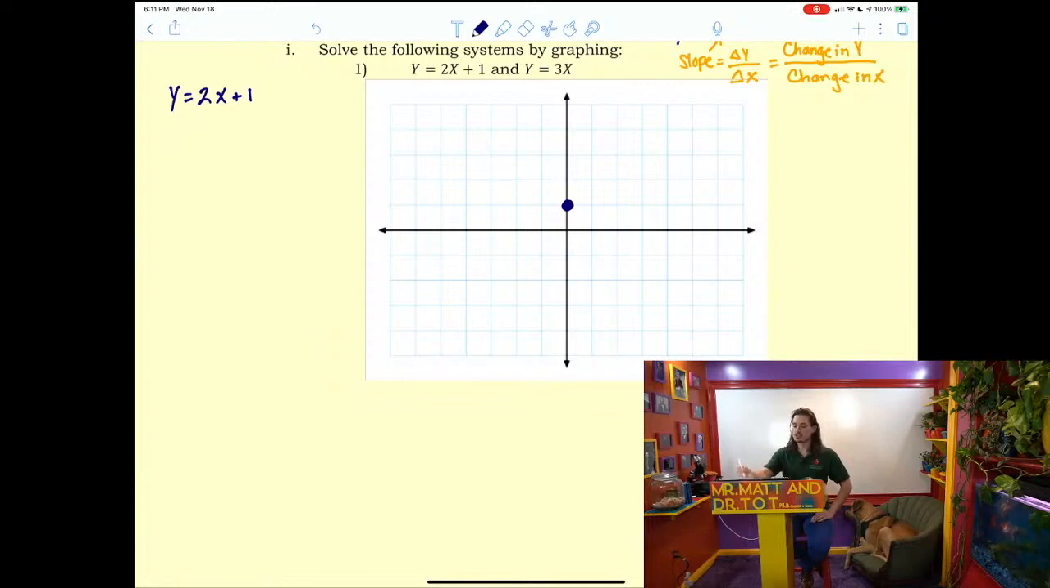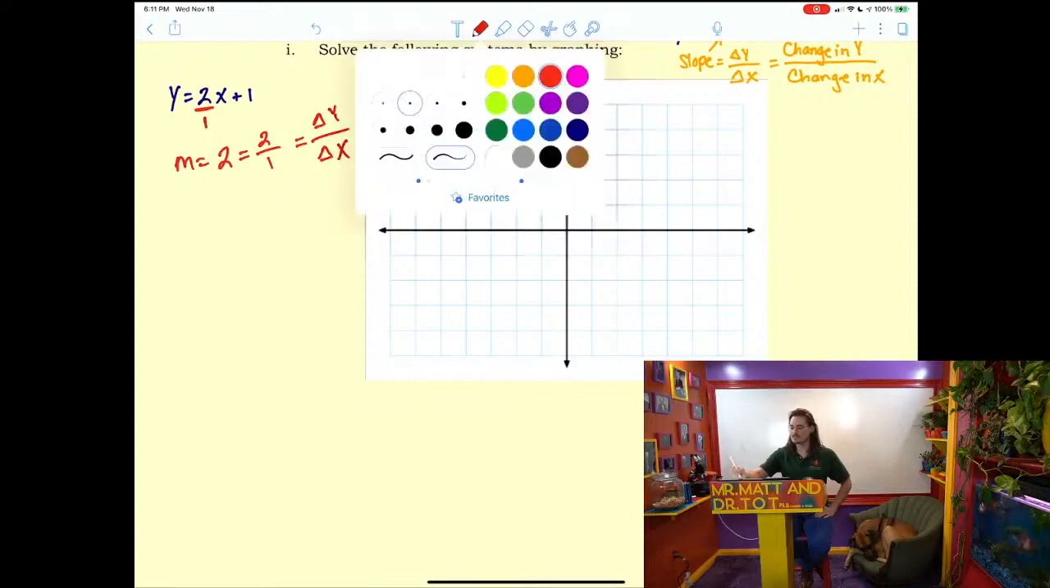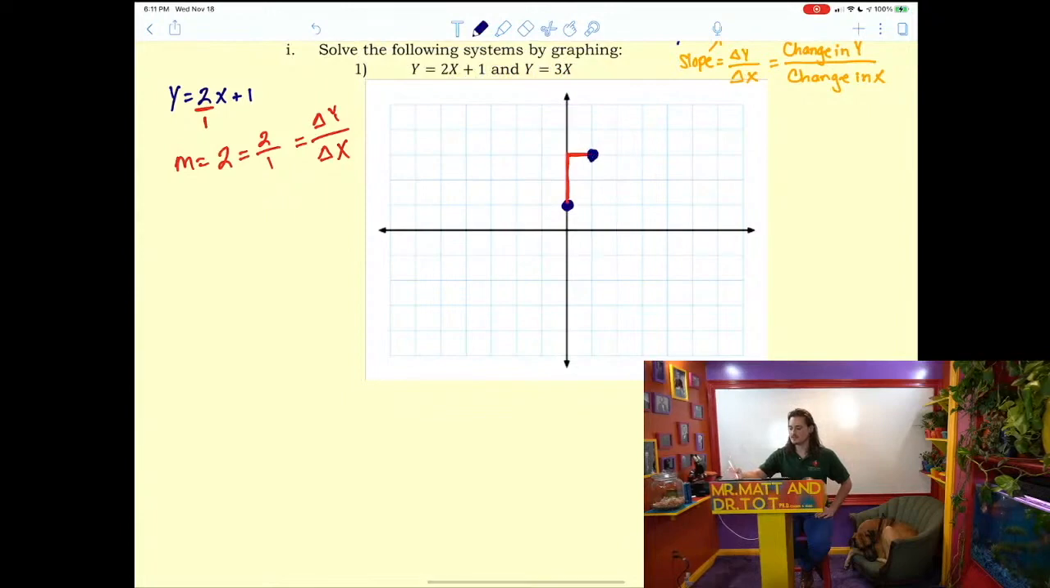Now this slope of 2, remember that you have to think about this in terms of a fraction. You can rewrite any whole number as a fraction by putting it over 1. If m is equal to 2, which is the same thing as 2 over 1, remember that that represents your change in y over your change in x. So I'm going to go up 2 over 1, and that will be a second point on this line. And I can connect them and sketch out the line as looking something like that.